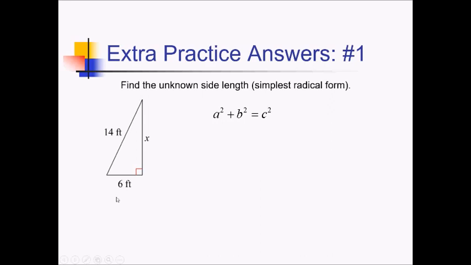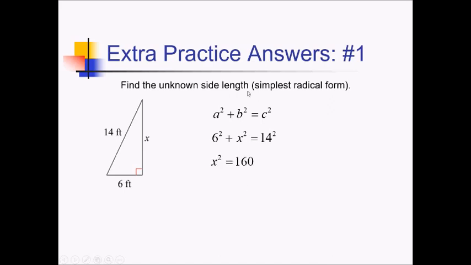So for a, I'm just going to use the bottom side here, 6. So we'll write 6 squared plus, for b, I'll use the other leg, so x squared, equals my hypotenuse of 14 squared. At this point, I just have to solve for x, which means I'm going to have to isolate the x squared. So I've got 14 squared, which I happen to know is 196. And then 6 squared is 36. 196 minus 36 is 160. So that's what x squared equals.